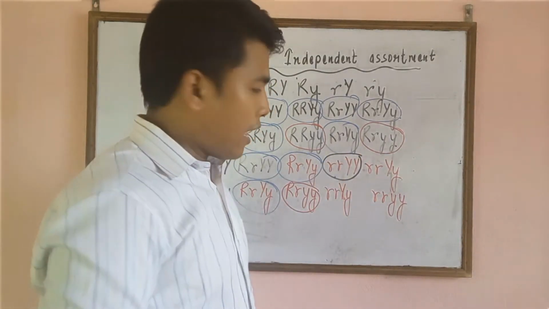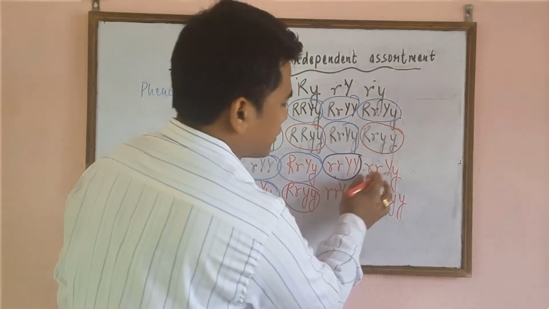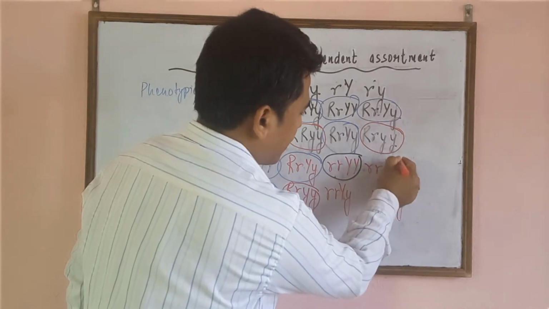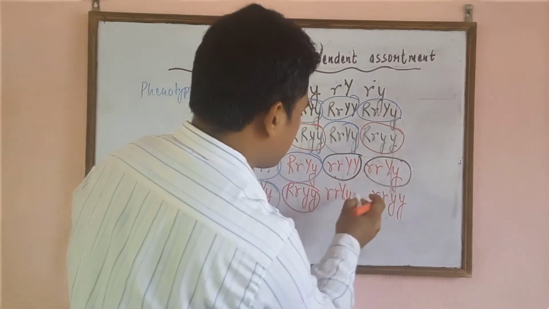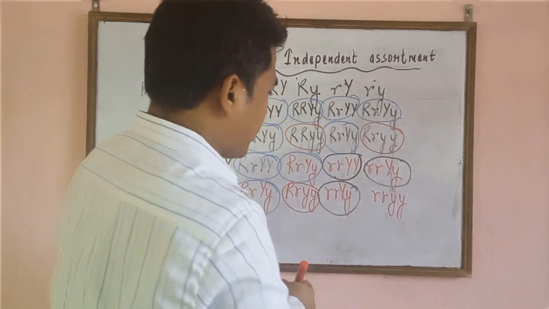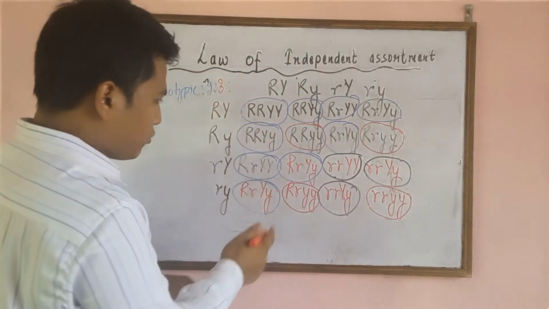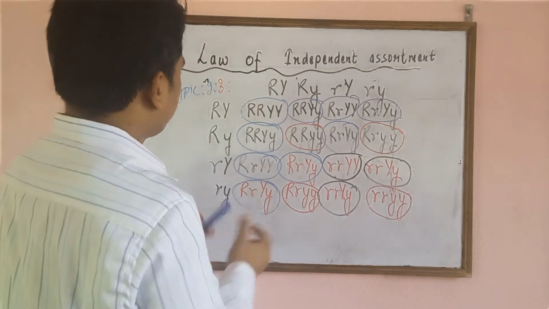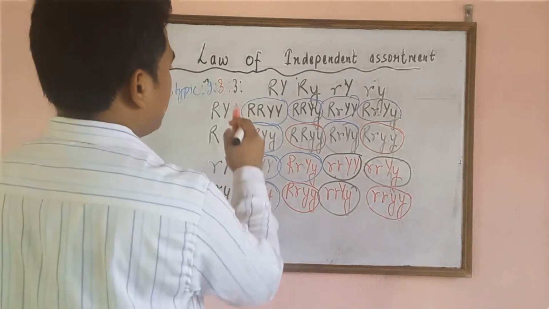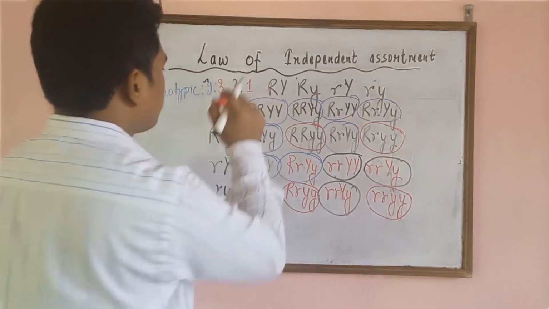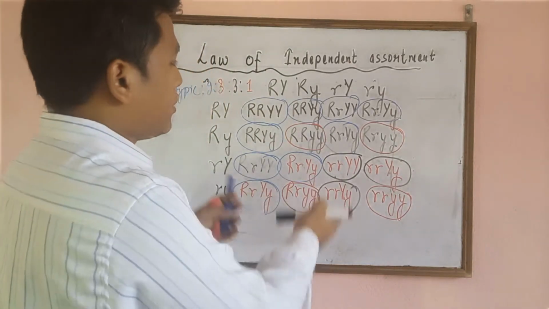This is wrinkled and yellow. If you see the next characteristic, this is wrinkled and yellow, and this is also wrinkled and yellow. And if you see the next, this is wrinkled and green. So if you see, 9 is to 3 is to 3 is to 1. This will be the phenotypic ratio of the law of independent assortment.